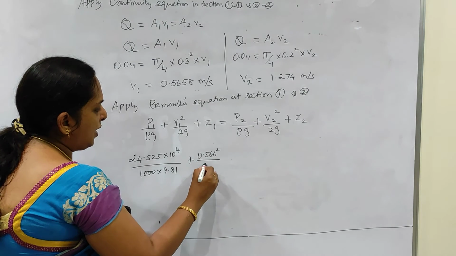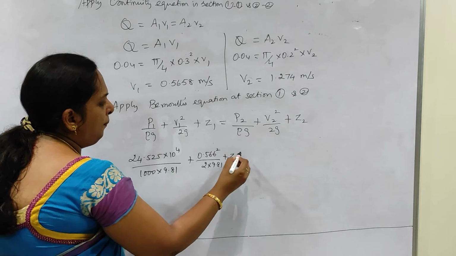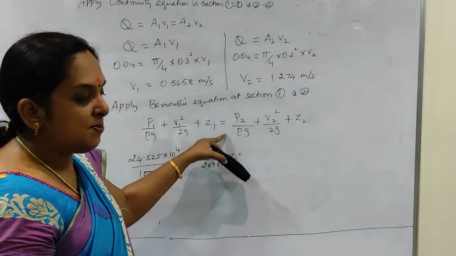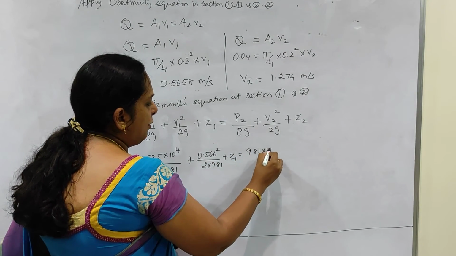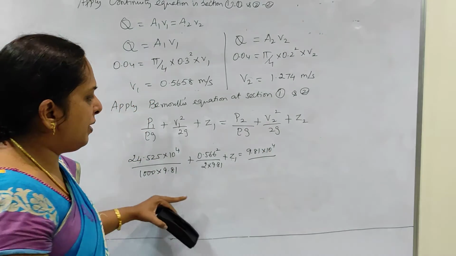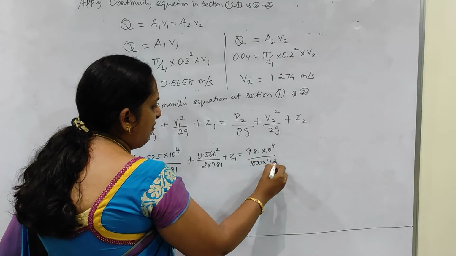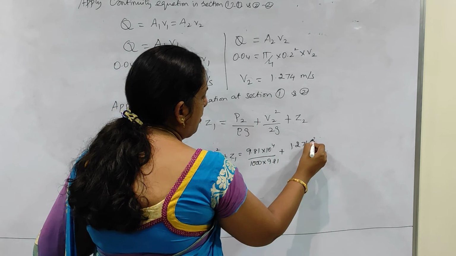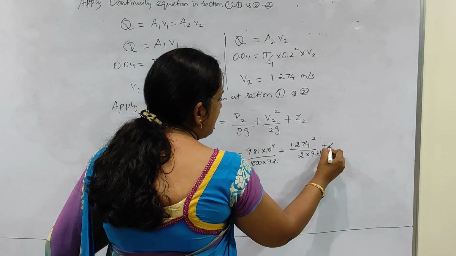the whole square by 2 into 9.81, plus Z1, is equal to P2, which is also given in this problem. In the previous problem we had to find P2, but here P2 is given. It is 9.81 into 10 to the power of 4, converted in terms of Newton per meter square. Rho is the same, since only water is flowing, it is 1000. g is 9.81, plus V2 square, which is 1.274 square, divided by 2 into 9.81, plus Z2.